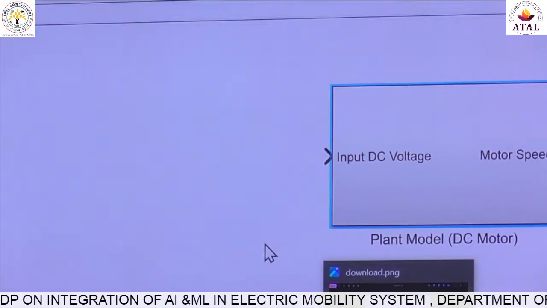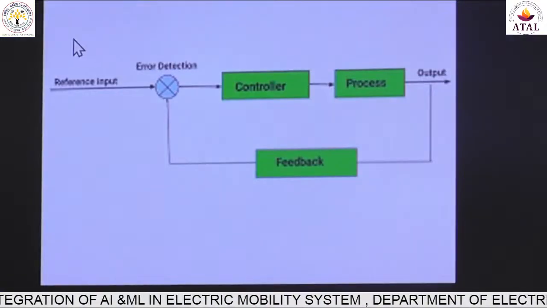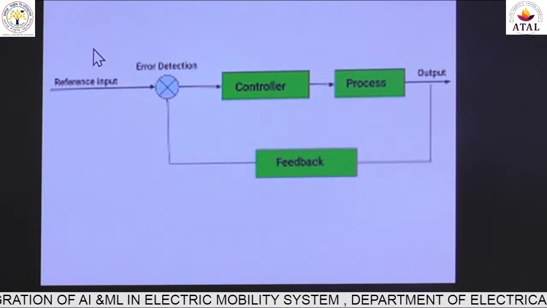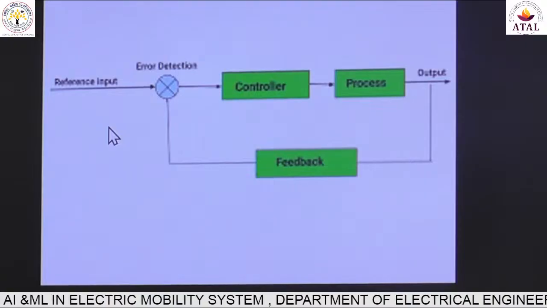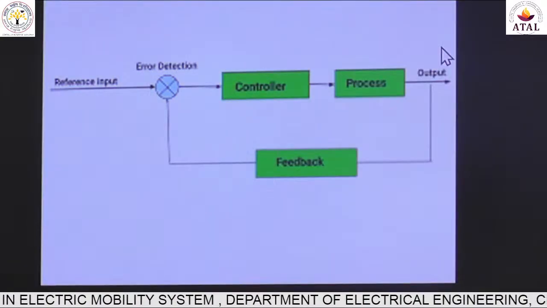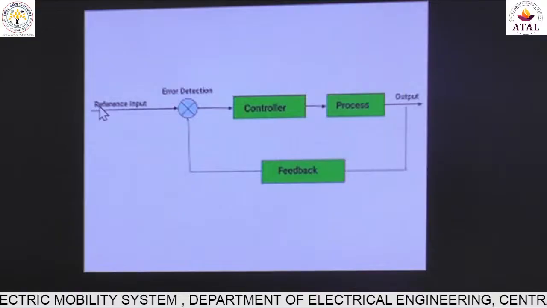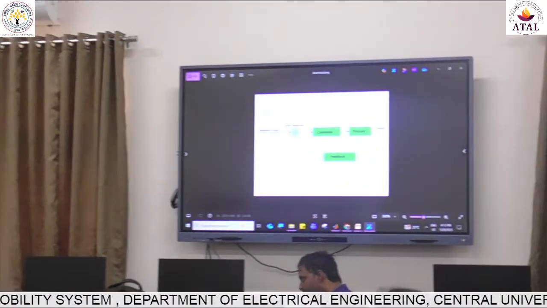So for this I have to implement couple of things. First thing we have to implement, the first requirement we need to have is a reference input. So what is the expected behavior in terms of your speed or the output that you want to control? We have to define that as a reference input. What is the expected behavior of the system? We have to define that as a reference input.